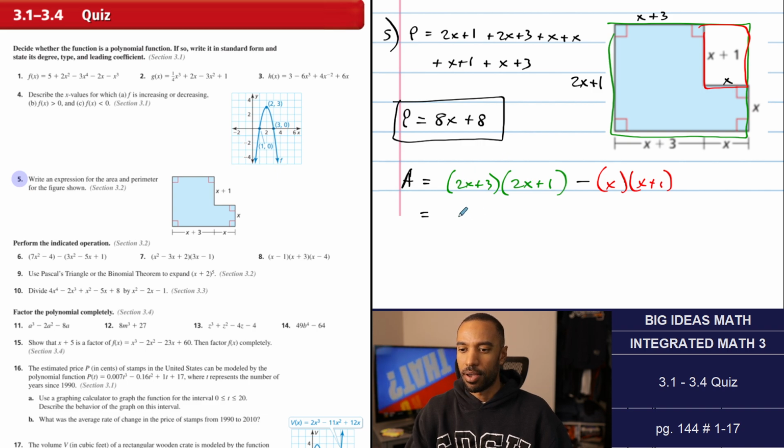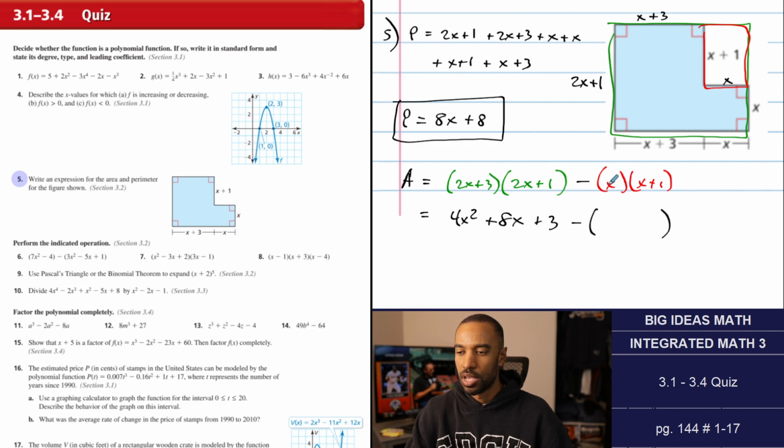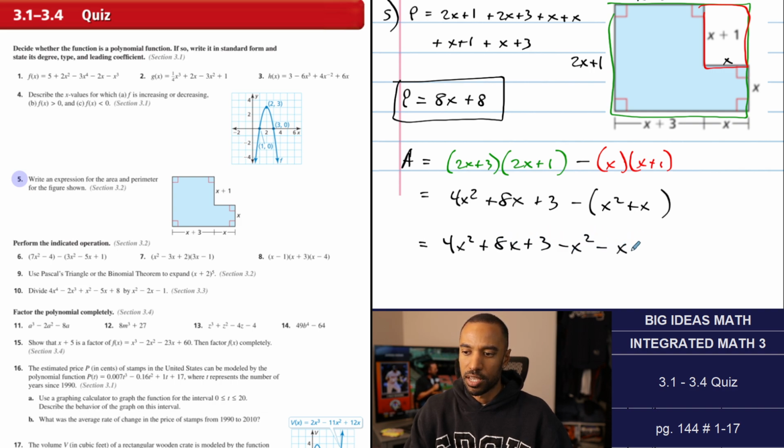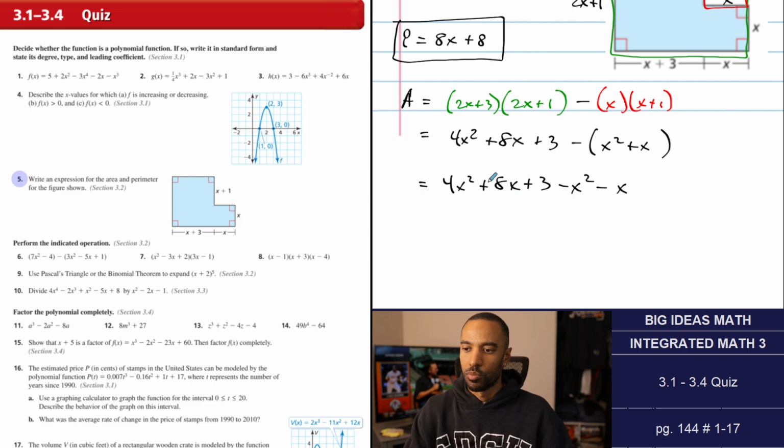If I FOIL this thing out, I get 4x squared plus 2x plus 6x plus 3. And then minus, now whether you put this in parentheses or not, it's up to you. Just make sure you subtract both portions. So x squared plus x inside the parentheses. When you distribute the negative, they'll both be subtracted. Minus x squared minus x. So when you combine like terms, this will become 3x squared plus 7x plus 3.